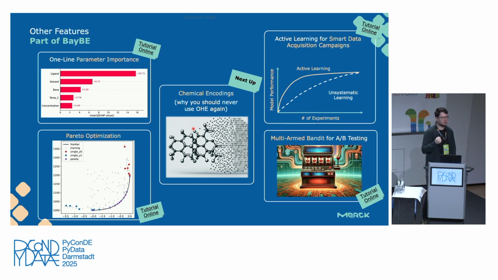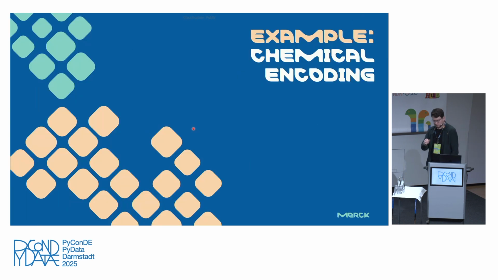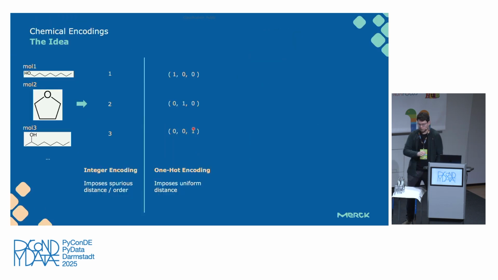I picked the chemical one because, of course, that's close to our heart at Merck as a chemical company. But it's also a super simple and very powerful thing. This is why I like to talk about that. So let's talk about chemical encoding. You are probably aware that you need to encode labels for certain machine learning models. Everyone knows integer or ordinal encoding, and one-hot encoding.